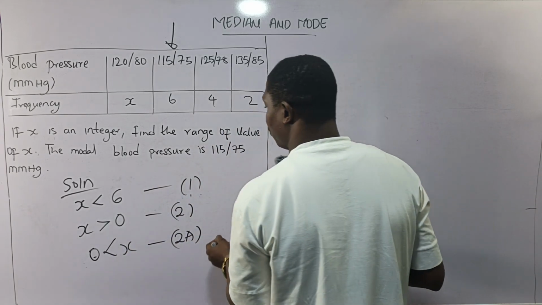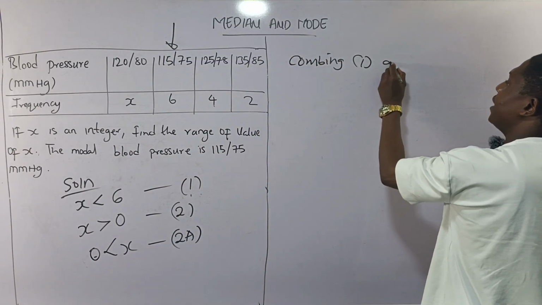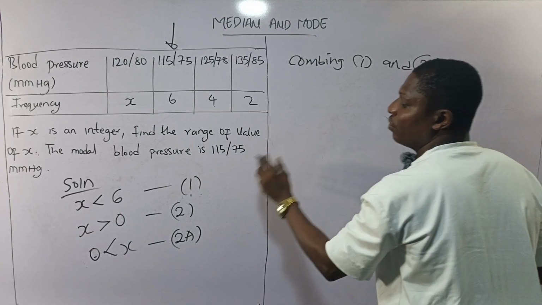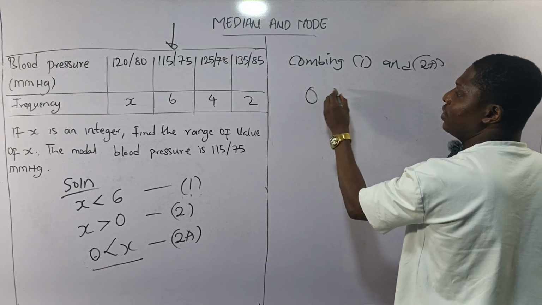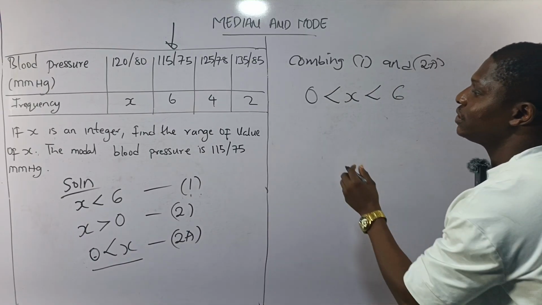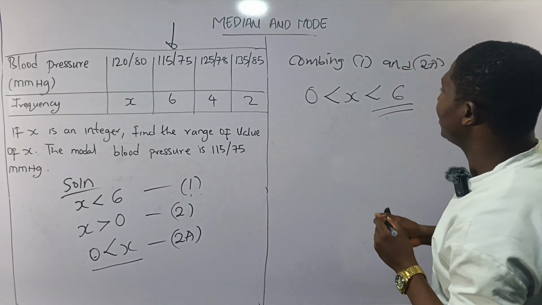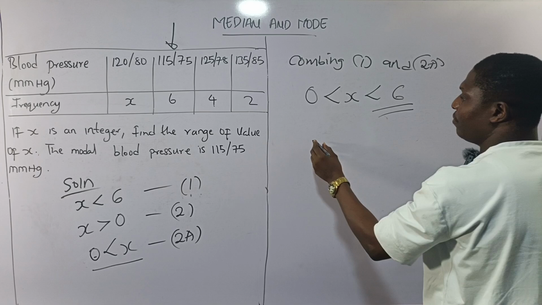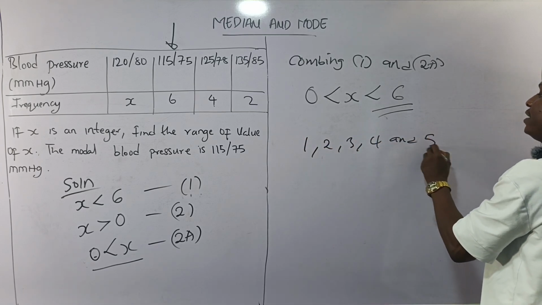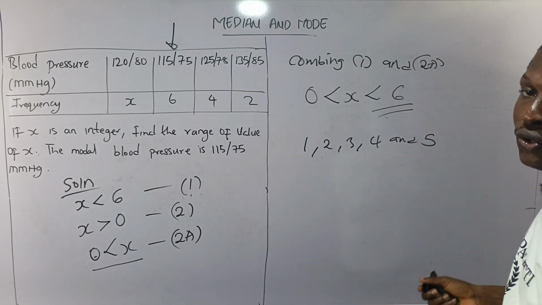Now combining equation 1 and equation 2a, we'll write the smaller one first. 0 is less than x, less than 6. So this is the range of x. And 0 less than x less than 6 means x can be 1, 2, 3, 4, and even 5, since it's an integer. But it cannot be 6 or greater than 6. So these are the solutions. Thank you.